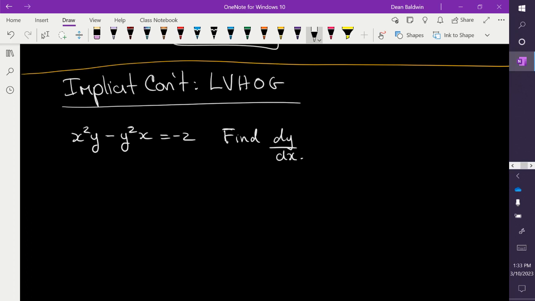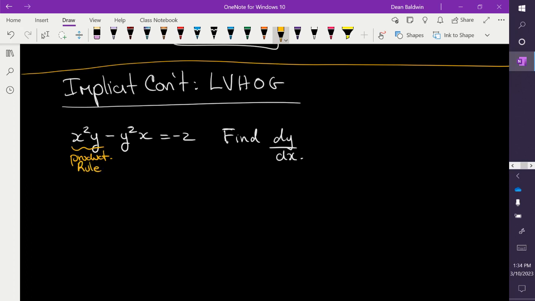All right, so does everybody see that there are not only two terms, because we have a subtraction sign, but we also have functions being multiplied by each other, right? We've got x squared times y, and we've got y squared times x. So that means we have to use product rule. I'm going to write this out, but you obviously don't need to. So product rule, here we go.